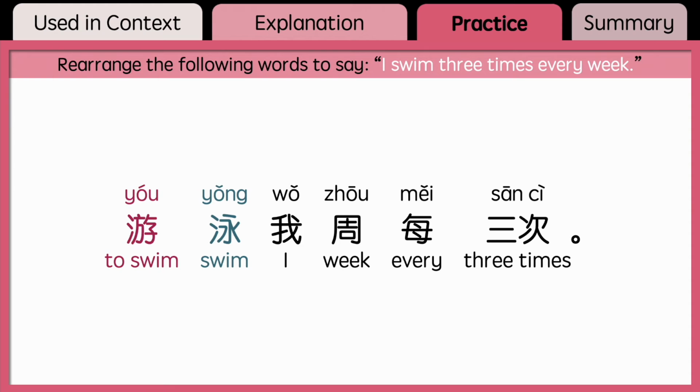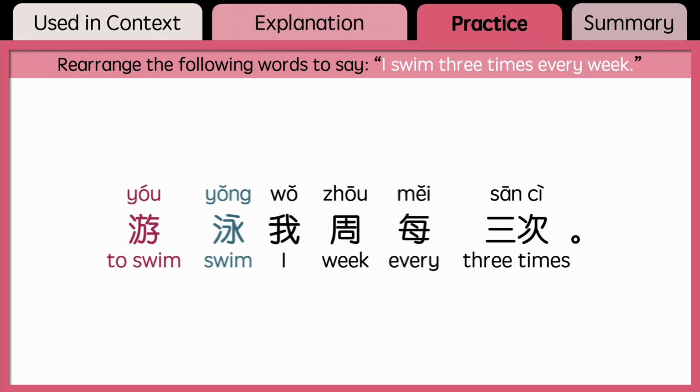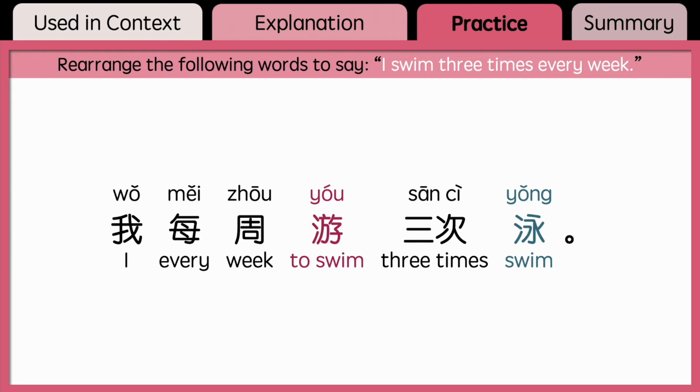Now, how about we do some practice? Rearrange the following words to say, I swim 3 times every week. You can pause the video and think about it first. Yes, the answer is 我每周游3次泳.